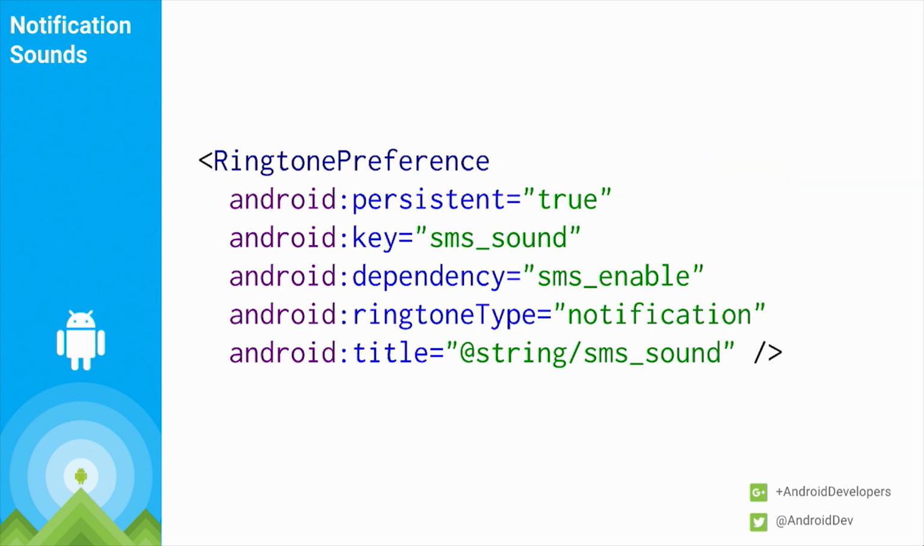So if you just drop this little snippet into your preferences panel, you'll get this nice little dialogue. You don't have to do anything else. They get to pick. You say, please give me notification ringtones. Those are the short ones. So it'll pre-filter everything for you.